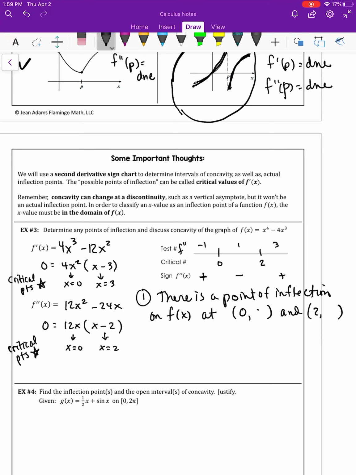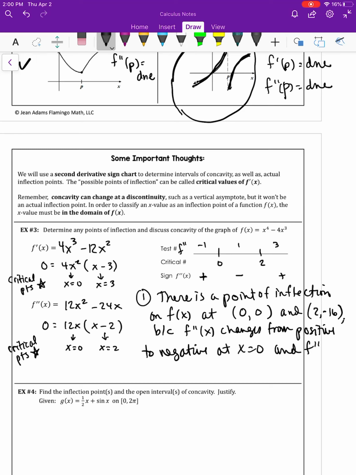Okay, so I'm going to go back to my original function. If I put a 0 in, I get 0. Back to my original function, that will give me 16 minus 32. So that'll be negative 16. And we could say because f double prime of x changes from positive to negative at x equals 0, and f double prime of x changes from negative to positive at x equals 2.